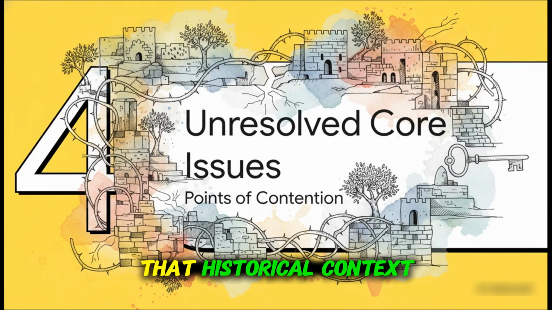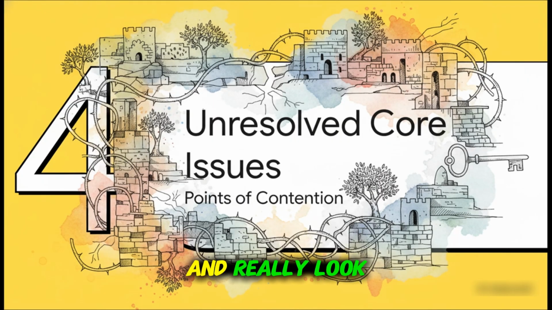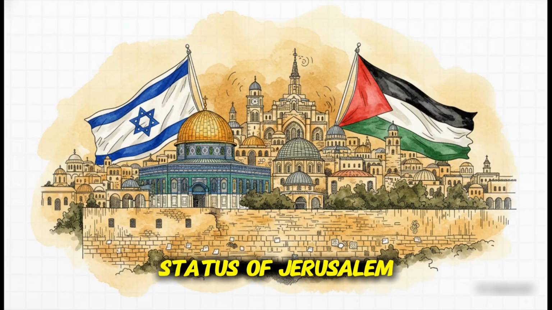So now that we have all that historical context, let's slow down and really look at those fundamental issues that were left unresolved. These are the core points of contention that keep fueling the conflict and preventing any kind of lasting resolution. First and foremost, you have to talk about the status of Jerusalem.